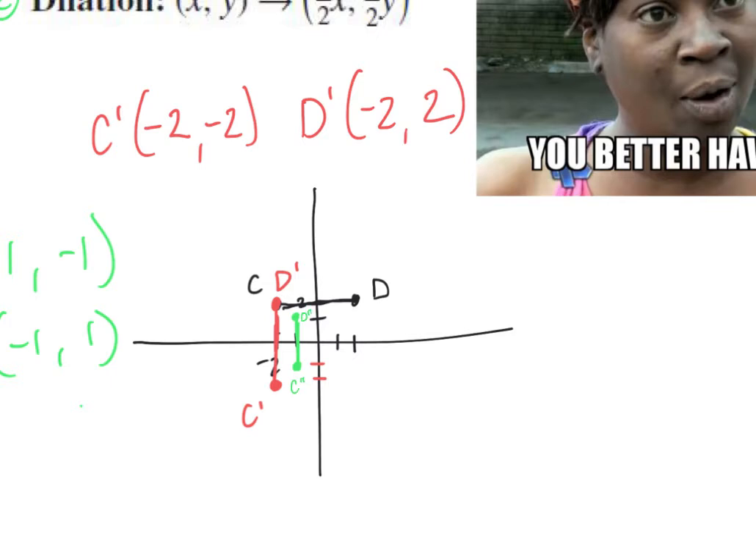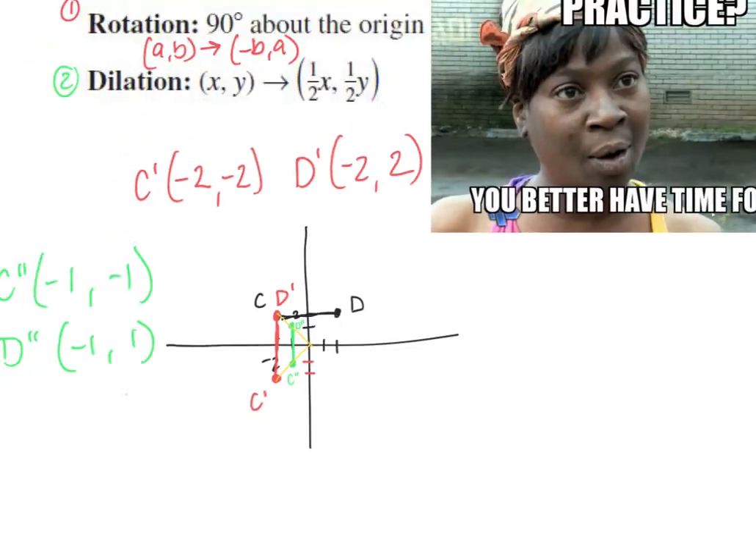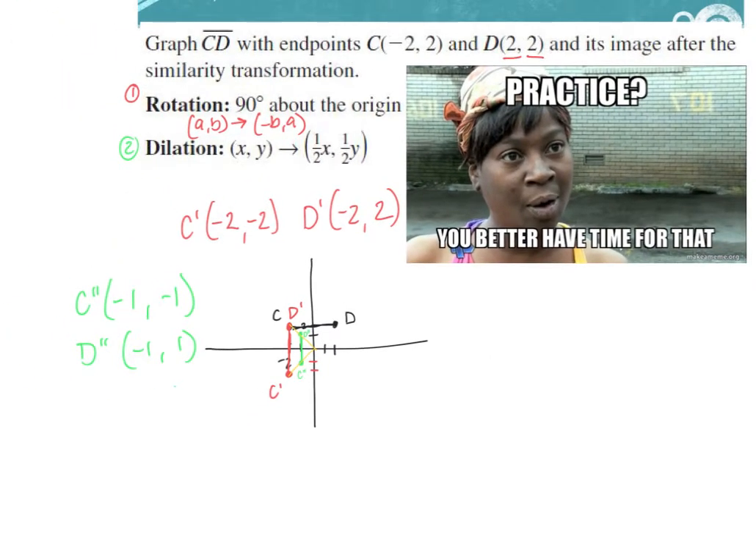We could always check it by doing our line test. Oops, there's a bad one. And looks good to me. They both pass through both points.